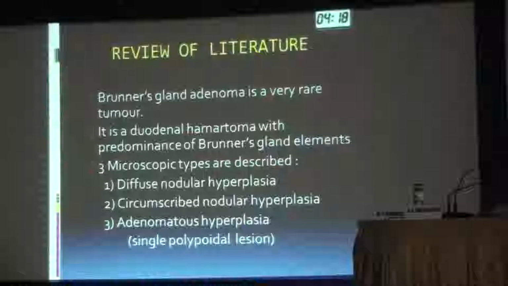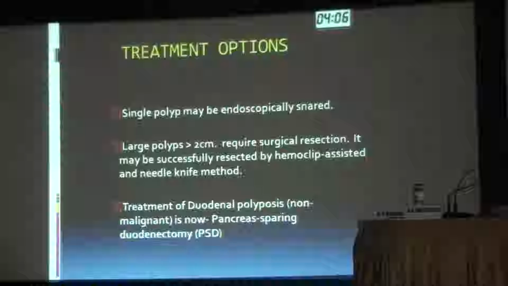So Brunner's gland adenoma is a very rare tumor. It is a duodenal hamartoma with predominance of Brunner's gland element. And microscopic types are described: diffuse, circumscribed, and adenomatous. So, a single polyp may be endoscopically snared, and a large polyp more than 2 cm requires surgical excision. Treatment of duodenal polyposis is now pancreas-sparing duodenectomy.